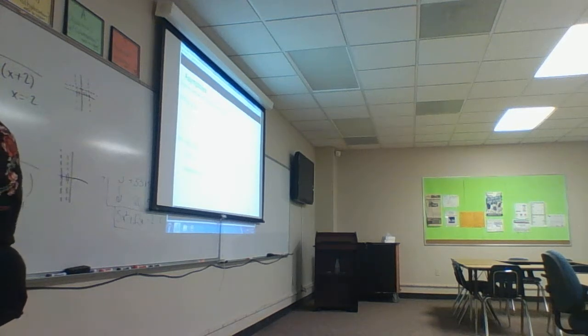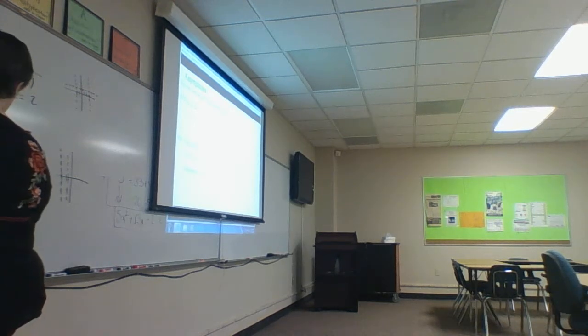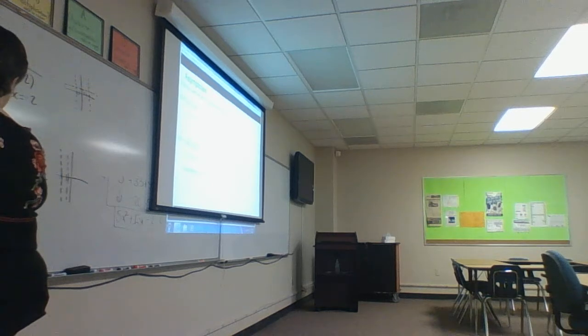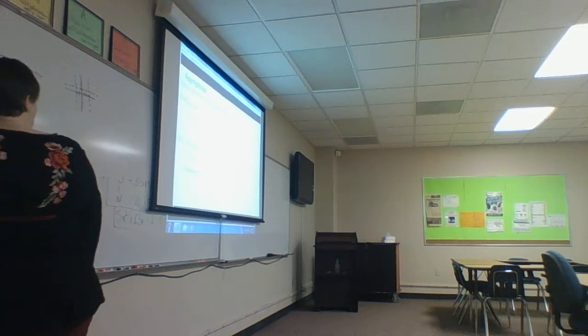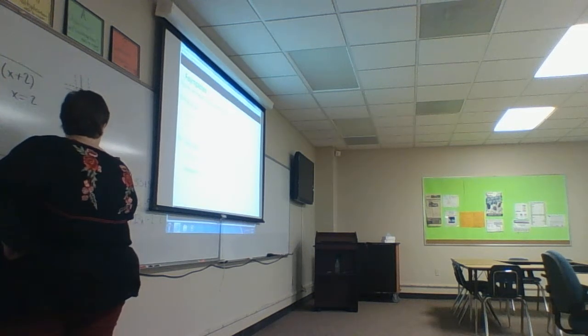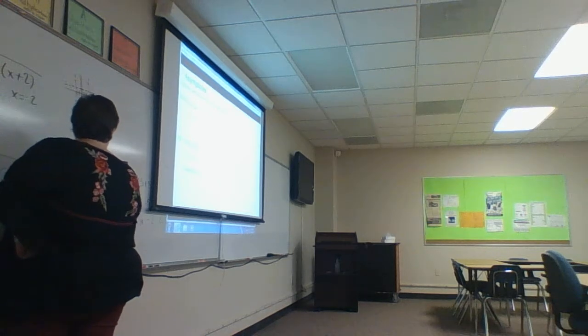And this one is a 3x squared. This one is an x squared, so they're the same degree. So I look at the coefficients, here and here. So 3 over 1 gives me a horizontal asymptote at 3.